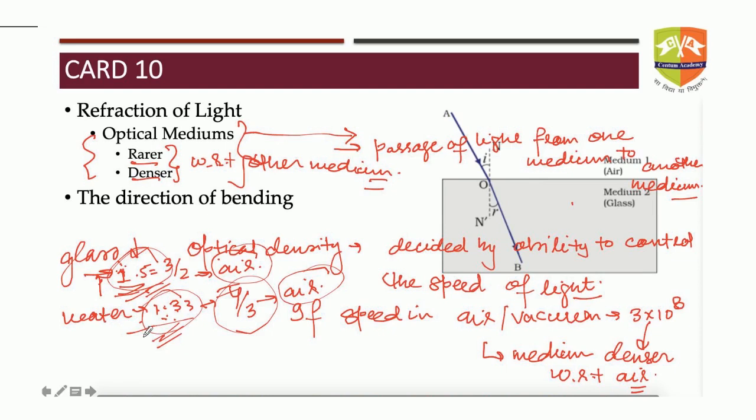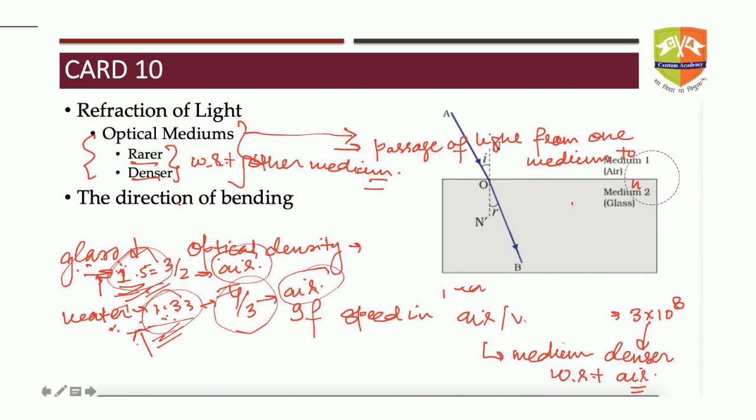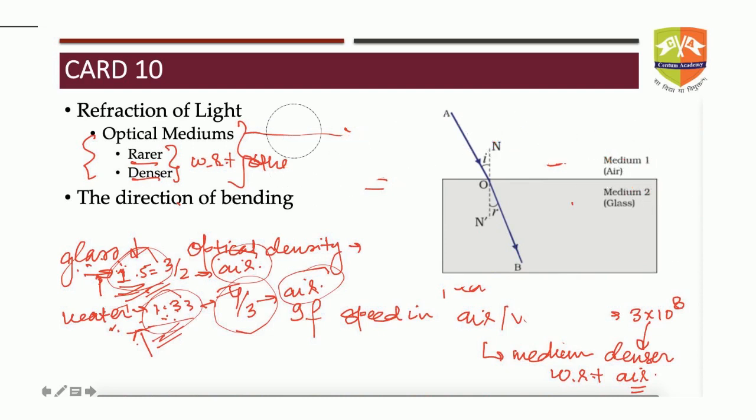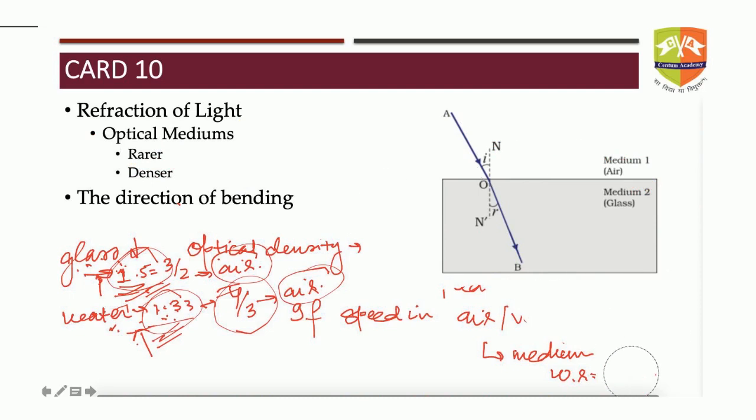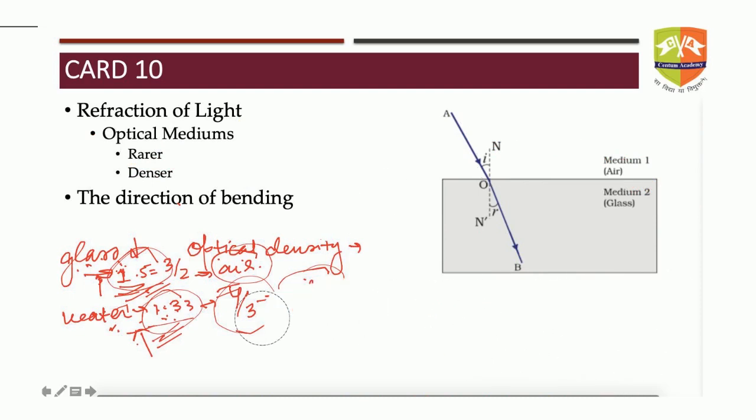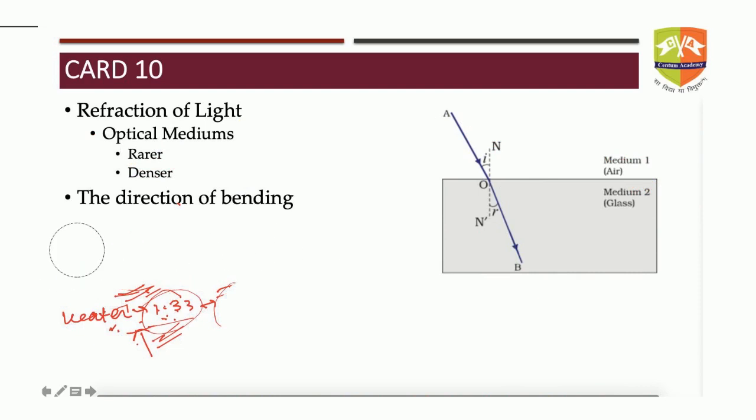Now, what is the ability to control the speed of light? Please look at here. If speed in air, vacuum, is 3 into 10 to the power 8, then if any particular medium reduces it from here, then it is called denser with respect to vacuum or air. So I'm writing only air. So this optical medium, rarer or denser, is with respect to other medium.